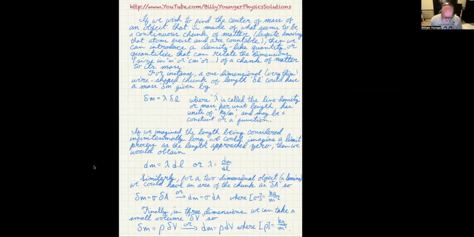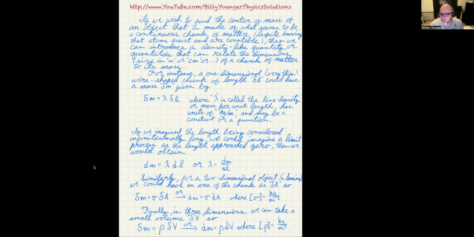So in order to do that, we have to bring up something called density. And specifically, we're going to talk about a linear density, an area or two-dimensional density, and a volume density. And what it is is just a way of taking a certain physical dimensional size of a chunk of matter, and from that physical dimension, getting out the actual mass of that chunk of matter.